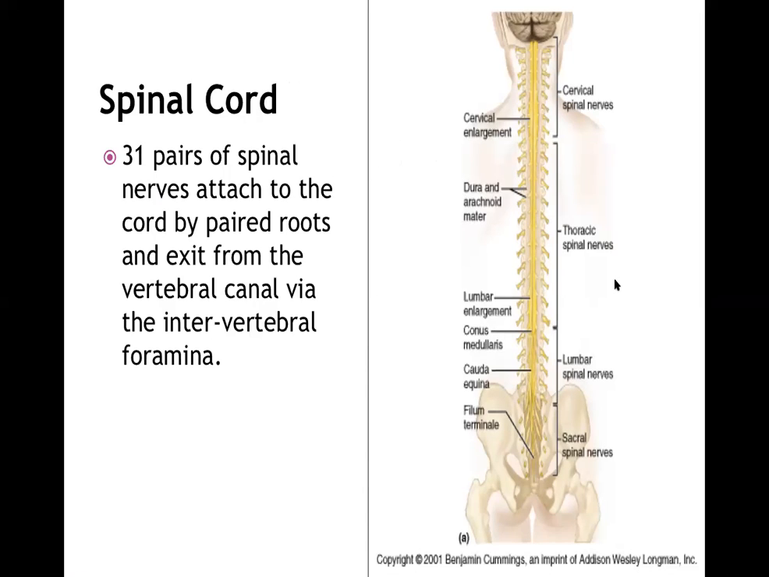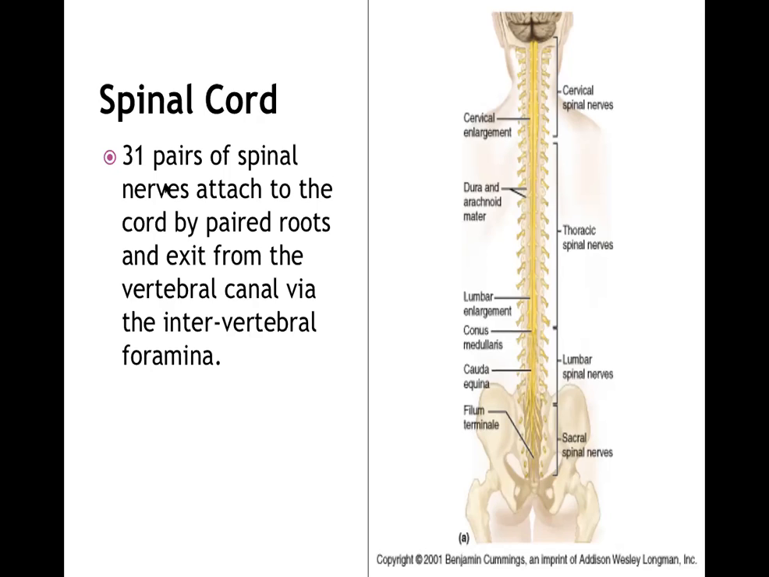Okay. Now, how many pairs of spinal nerves are coming out from the spinal cord? See, this is a very important question in the exam. There are 31 pairs of spinal nerves. How many pairs of cranial nerves do we have? 12 pairs. Exactly, you're absolutely correct. There are 12 pairs of cranial nerves and 31 pairs of spinal nerves.